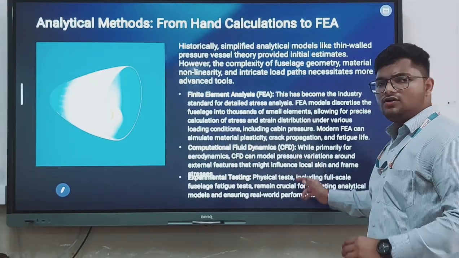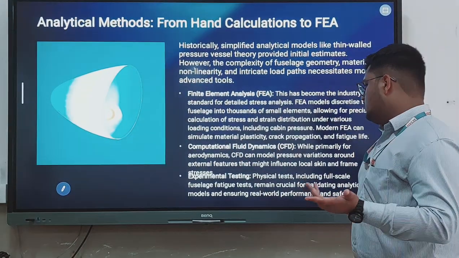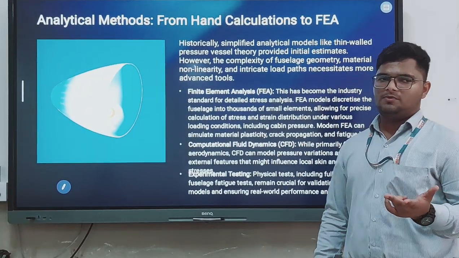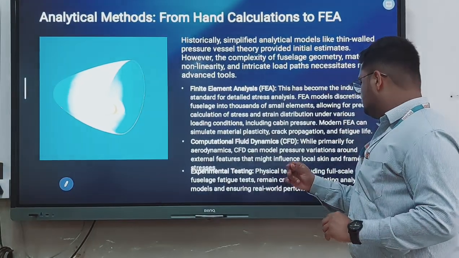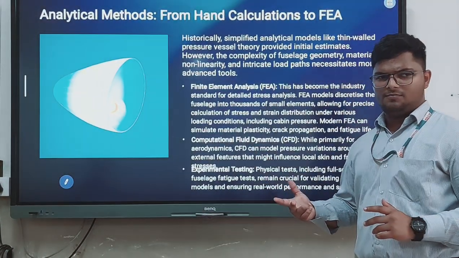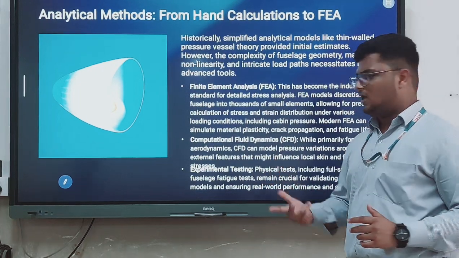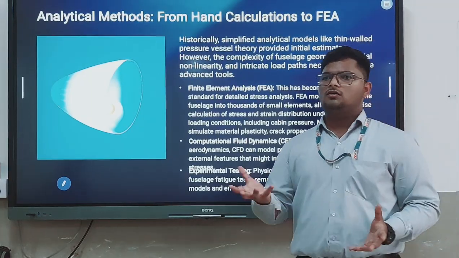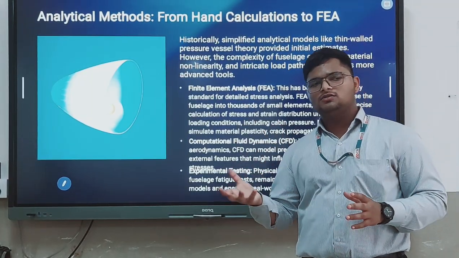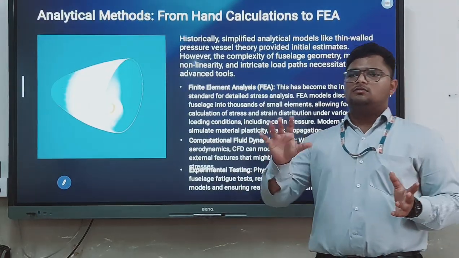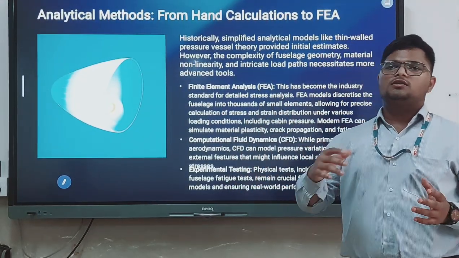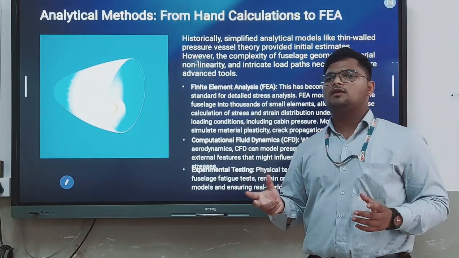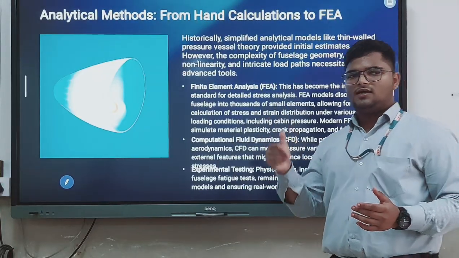Also, we have computational fluid dynamics, that is the CFD. It is a very general method that is used, and CFD can model the pressure analysis due to the external pressure that is applied on the cabin. Then we have the experimental testing, which is the physical testing of a part. The companies or the industries take one part of the fuselage, do physical testing on the part, and they can calculate the stresses that act on it.